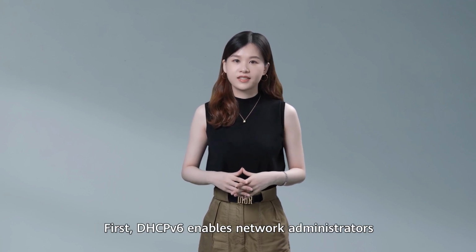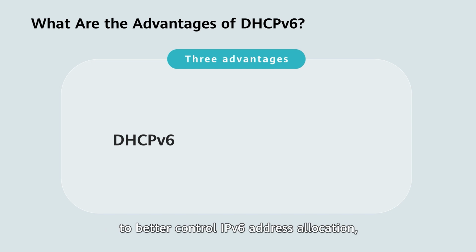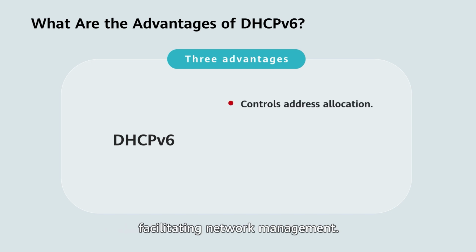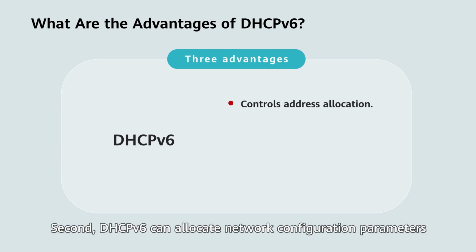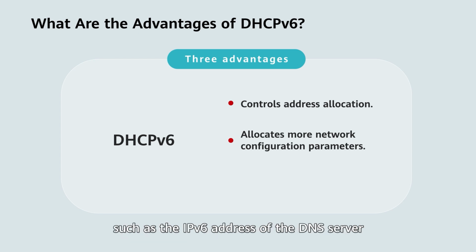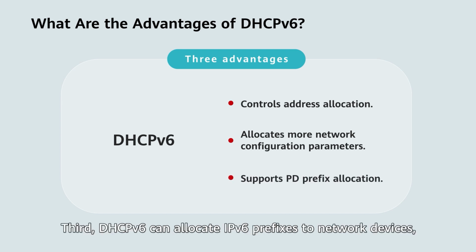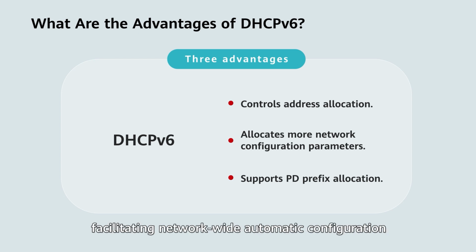Let's quickly summarize what we have covered so far. First, DHCPv6 enables network administrators to better control IPv6 address allocation, facilitating network management. Second, DHCPv6 can allocate network configuration parameters such as the IPv6 address of the DNS server and support features such as ATP. Third, DHCPv6 can allocate IPv6 prefixes to network devices, facilitating network-wide automatic configuration and hierarchical management. In scenarios such as SRv6 compression, there are high requirements on IPv6 prefix planning. In this case, DHCPv6 can be used for proper planning.